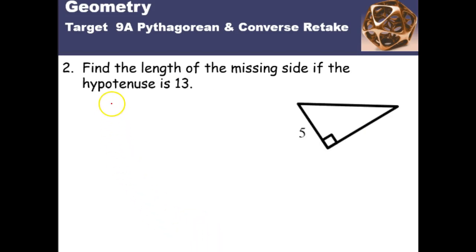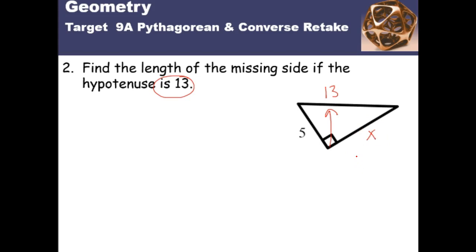Okay, problem number 2. I need to find the length of the missing side if the hypotenuse is 13. So it gives us this side, which is 5. Remember, again, the hypotenuse is across from the right angle. That's 13. So that must be the missing side.